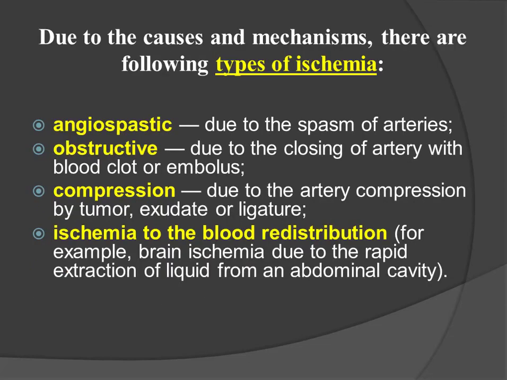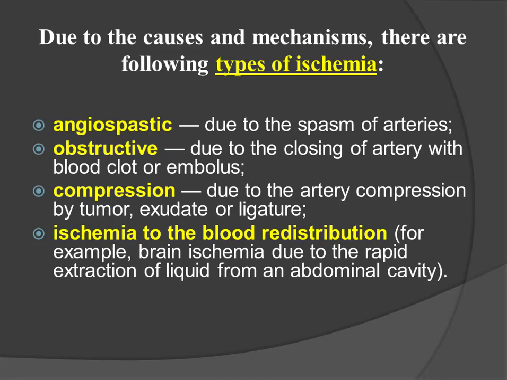Depending on the cause and condition, the types of ischemia are the following. Angiospastic ischemia is caused by a spasm of the arteria due to the action of viral, nervous, hormonal, or medical factors. Obstructive ischemia is a result of blockage and narrowing of the lumen of the arteria by thrombus, emboli, as well as due to the proliferation of connective tissue or narrowing of the lumen by an atherosclerotic plaque.